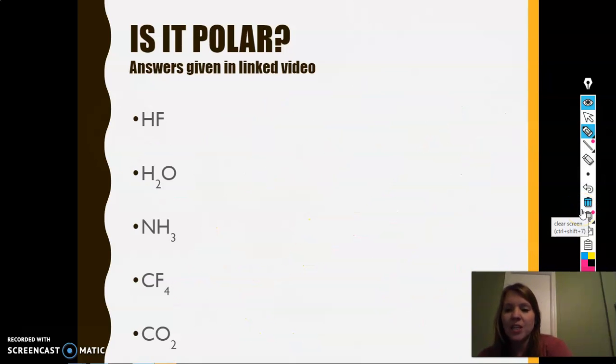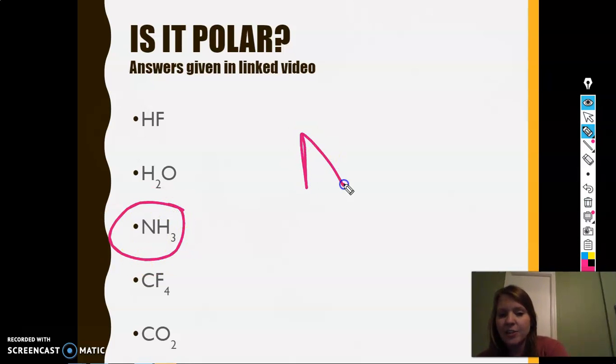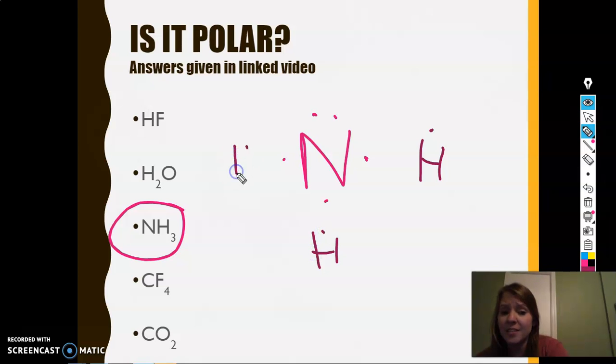Okay, so let's look at the next one. We have nitrogen trihydride. So we've got nitrogen, which has 5 valence electrons, and we have 3 hydrogen. And hopefully by now we can pretty much predict where my hydrogens are going to go, because it's perfect to give me that magic number of 8. So that's my drawing.